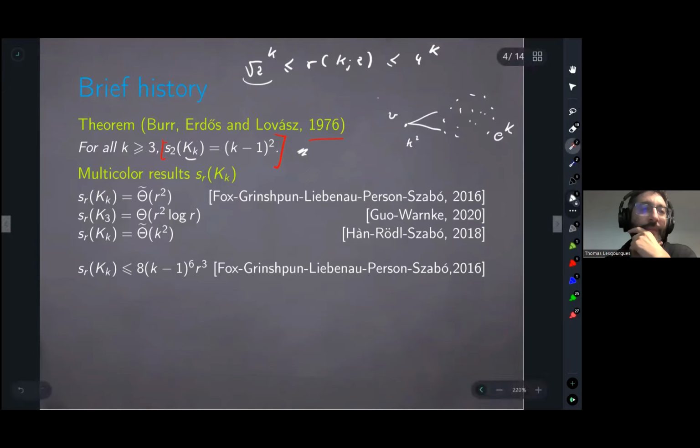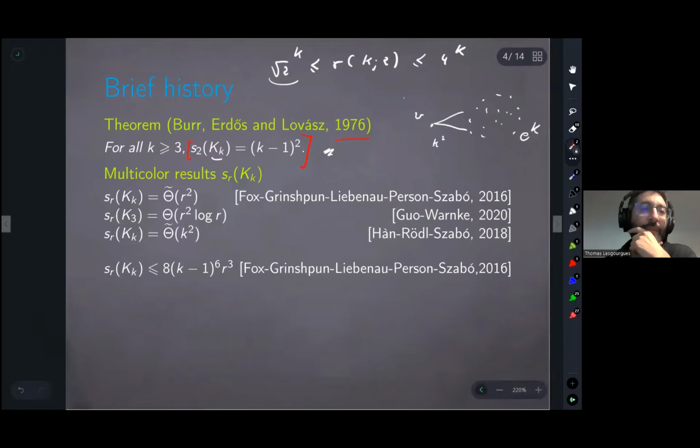And after that article, many people started looking at the parameter, what they can do. For decades, the work was mainly done by switching K_k, because the way I've defined it is only for K_k, but we can ask for a graph to be Ramsey for another graph. But recently, and especially since that article from Fox, Grinshpun, Liebenau, Person, and Szabó, people are studying the parameter I want to introduce to you, the multicolor version.